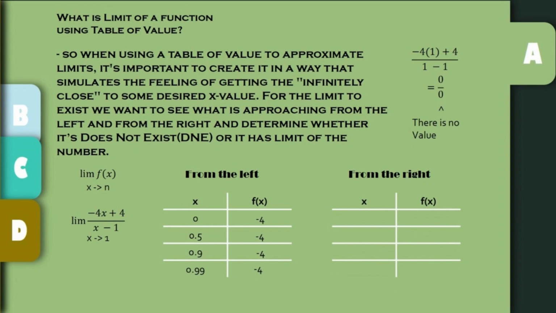Then same from the right: your furthest first value will be 2 as it gets closer to 1, then 1.5 and so on. Once you're done finding your x values, substitute them into your f of x to find the value of each row. Do you know what the value in each row is? Drum roll please. All of them are negative 4. As you can see from the left and right, the limit of your f of x is equal to negative 4.